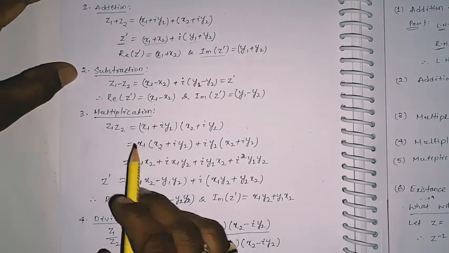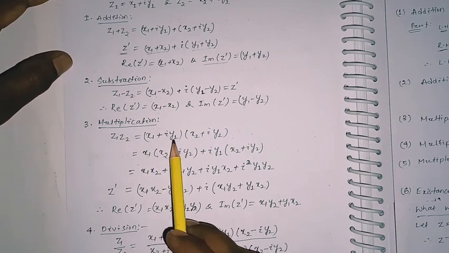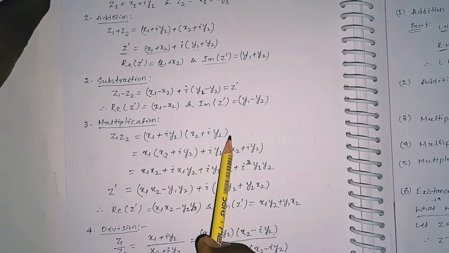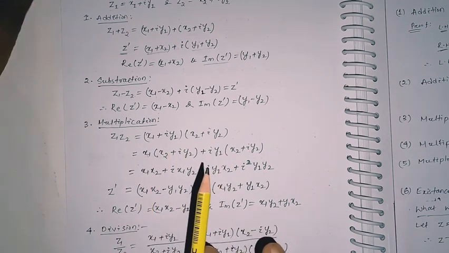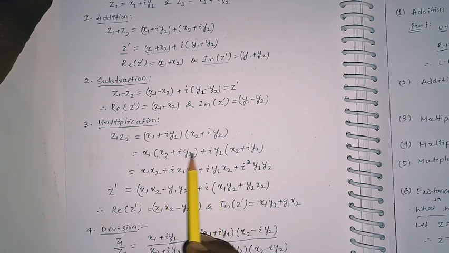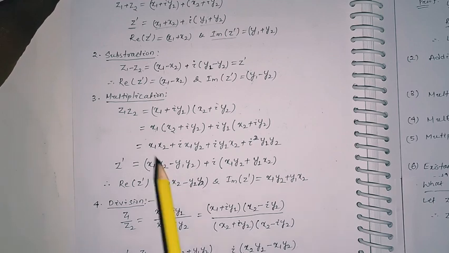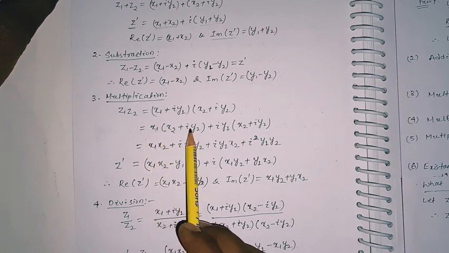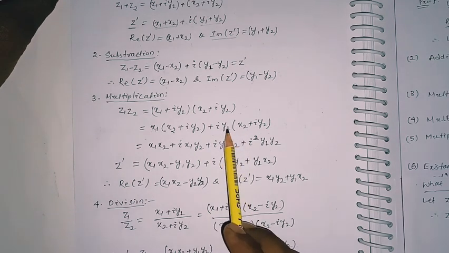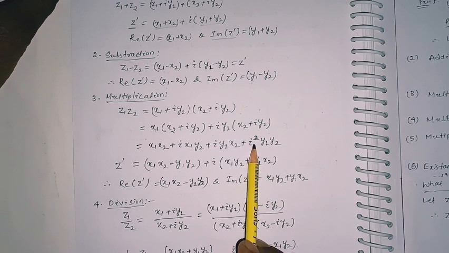If we consider the multiplication of the two complex numbers z1 into z2, here you can see x1 plus i y1 into x2 plus i y2. You just multiply as normal multiplication. Here x1 into x2 plus i y2, plus i y1 into x2 plus i y2. So x1 into x2, x1 into i y2, i y1 into x2, i y1 into i y2. Here i times i means iota square.